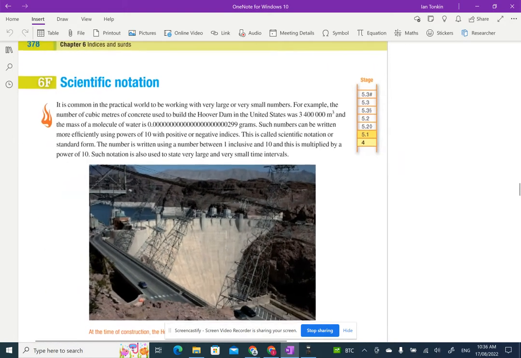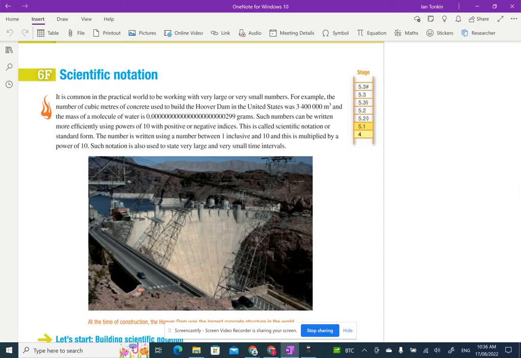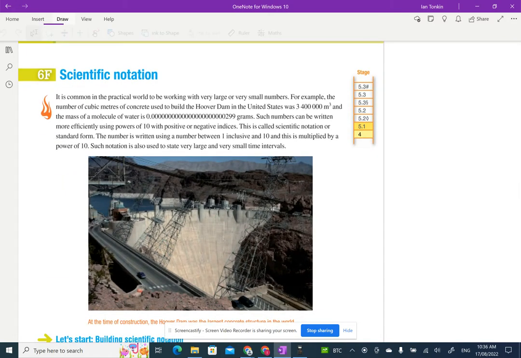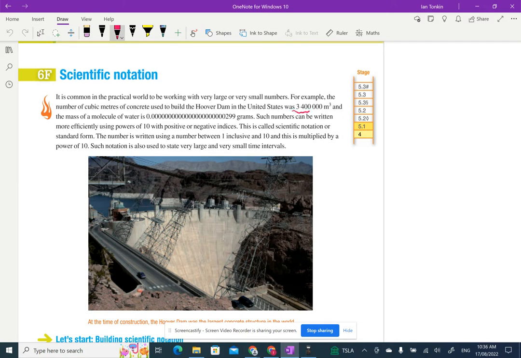So as you can see here, they give us two examples. So the first example that they give us is this one here. To build the Hoover Dam, there was 3,400,000 cubic metres of concrete. And we don't really want to say that. We'd probably like to say 3.4 times some power of 10, so 10 to the power of 6 cubic metres.